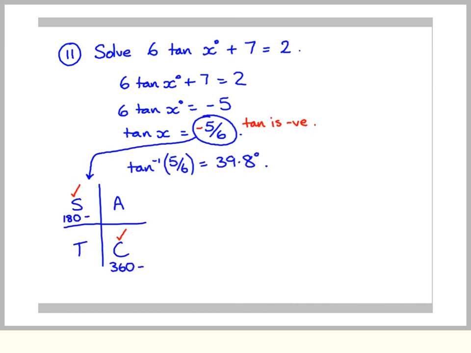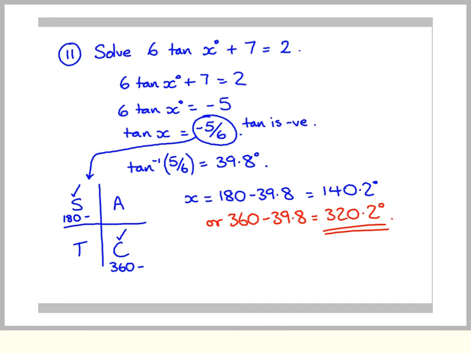Now, like I said, because tan is negative, we're choosing the two quadrants in our quadrant diagram where tan is negative, i.e. tan is not positive. Tan would be positive in here and here, so we have to choose these two. So we've got 180 minus and 180 plus.